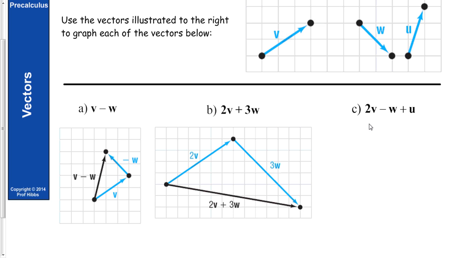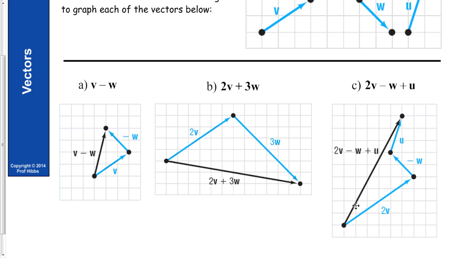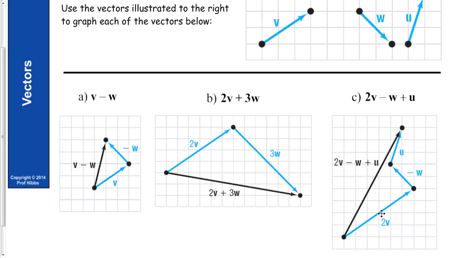Now, this one's kind of convoluted because we actually have 3 different vectors involved, and the first thing that we've got is a 2V. So here's our 2V. It's twice as long as V. Okay, here's our 2V, twice as long. It means 6 to the right and 4 up. So here's the starting place: 1, 2, 3, 4, 5, 6 to the right and 4 up. 1, 2, 3, 4. So that's the 2V.